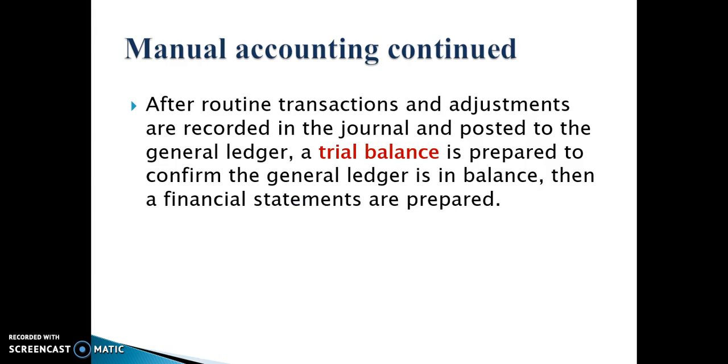After routine transactions and adjustments are recorded in a journal, and they are posted to a general ledger, a trial balance is prepared to confirm the general ledger is in balance. Then a financial statement is prepared. The beauty of this in QuickBooks is that all this sterile debits, credits, transaction adjustments, and stuff that I'm referring to in your manual process, you really don't have to understand in order to utilize QuickBooks.